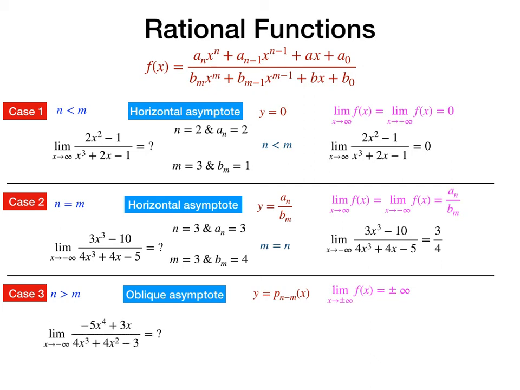An example of this case: what is the limit as x goes to negative infinity of negative 5x to the fourth plus 3x divided by 4x cubed plus 2x squared minus 3? We identify n equals 4, a sub n equals negative 5, m equals 3, b sub m equals 4. n is greater than m, and the limit of this function when x goes to negative infinity is positive infinity.